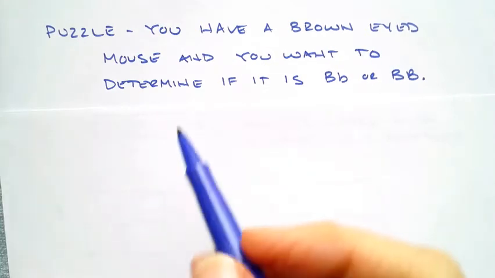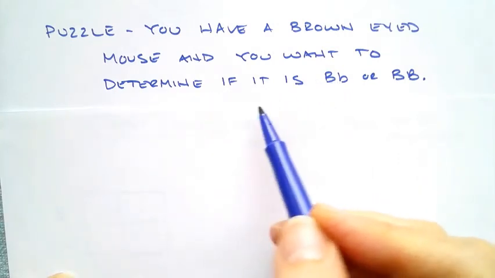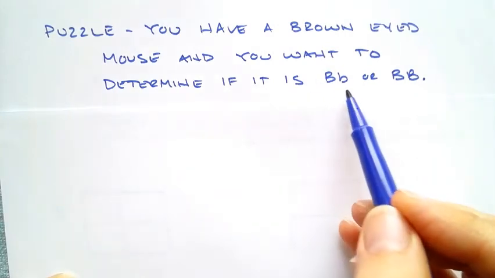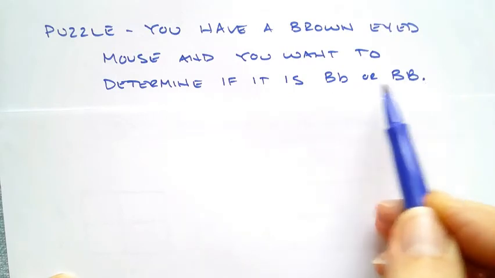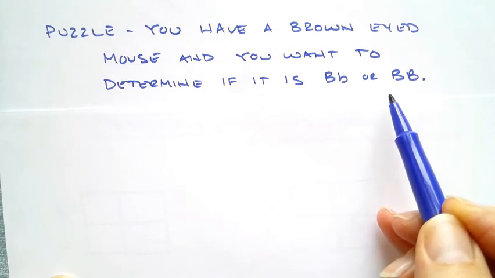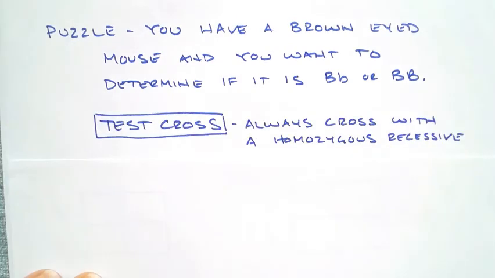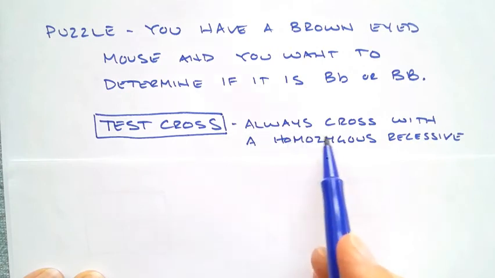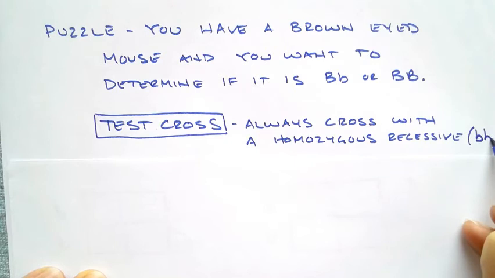Okay, we have a puzzle. You have a brown-eyed mouse, and you want to determine if it is a heterozygous or a homozygous dominant mouse, because you look at it and it's going to have brown eyes no matter what. So what we're going to do is perform something called a test cross. And with a test cross, we always cross it with a homozygous recessive, which is our little b, little b.